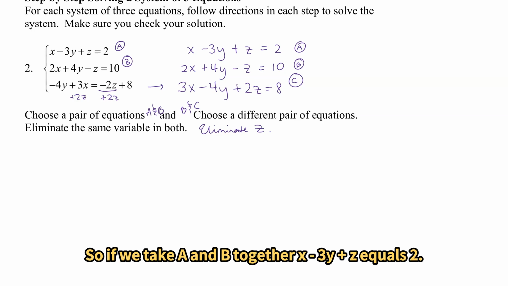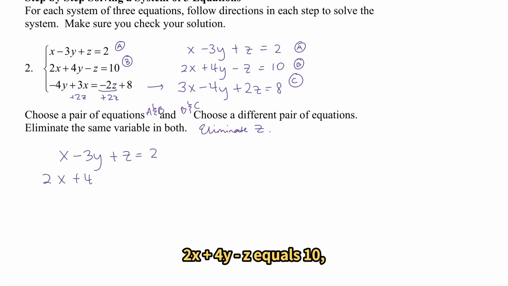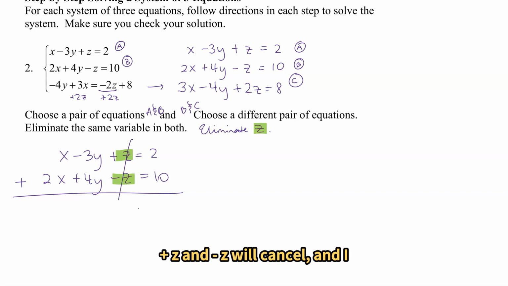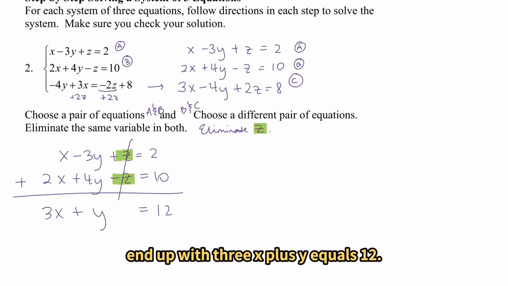So if we pick A and B together, x minus 3y plus z equals 2, 2x plus 4y minus z equals 10. Because I'm eliminating z, I'll add them. Plus z and minus z will cancel. And I end up with 3x plus y equals 12.